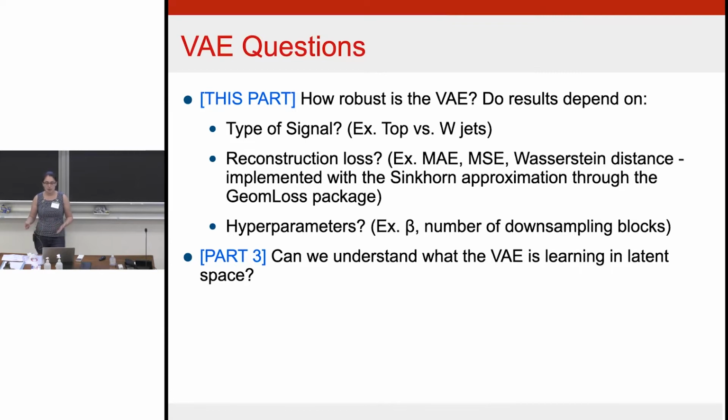We'd also like to know if our results depend on the reconstruction loss. So we can use the MAE, which is this mean power error that I defined before with power 1, MSE, the standard, with power 2. And then we can also think about other types of distances for the reconstruction loss, like Wasserstein distances, these optimal transport distances I talked about. And then also, do our results depend on hyperparameters like beta or the number of downsampling blocks? Now, of course, with any network, your results are going to depend on hyperparameters. But the question that's interesting is, can you optimize them in a way that's signal independent?